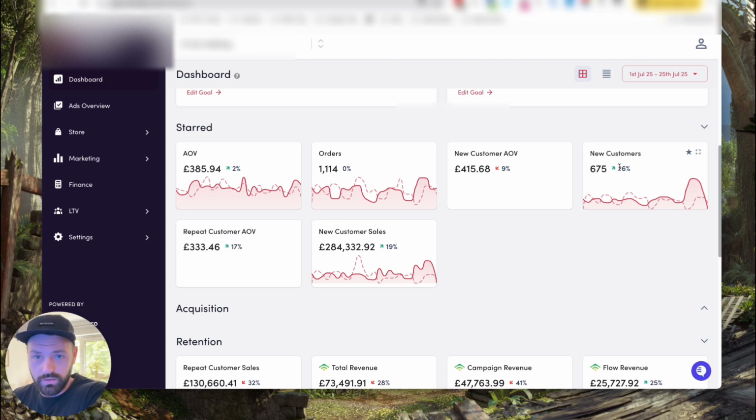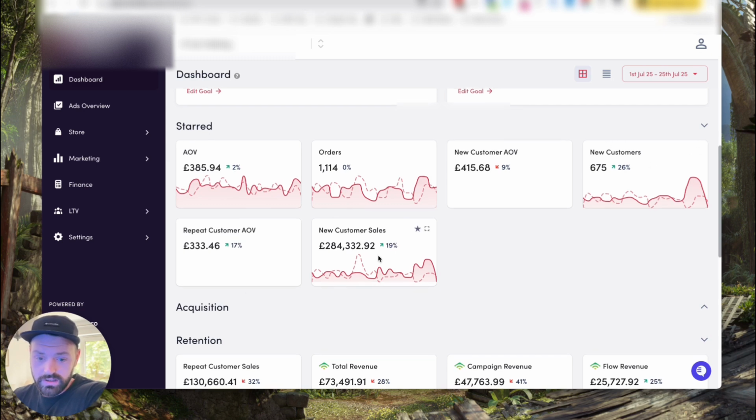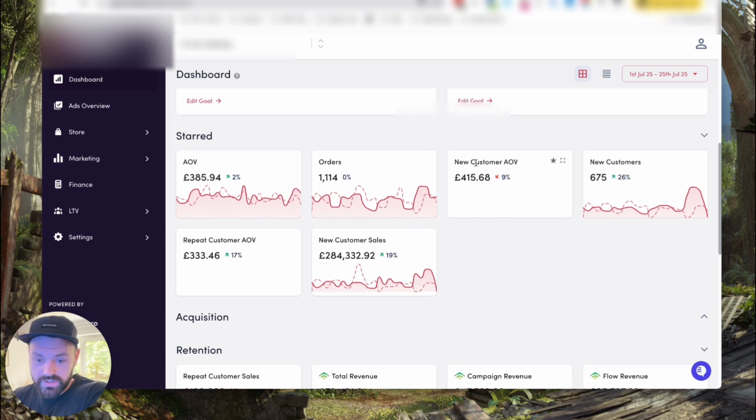Part of this rebuild for this new campaign was to try and maximize its efficiency around new customers as much as it was incrementality. So that's really, really good to see. We've had more new customers coming in. Interestingly, we've had a lot more new customer sales as well, as we would expect, but it's disproportionate to the volume of new customers. So slightly lower new customer AOV.